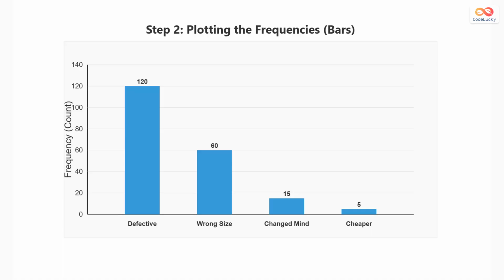First, we plot the bars. We start with the tallest bar on the far left, then the next tallest, and so on. This creates a staircase effect going down. Just by looking at this, we can see that the first category is significantly larger than the others.